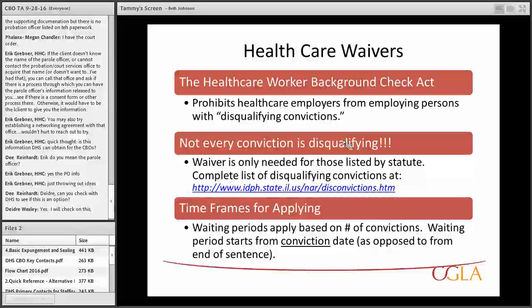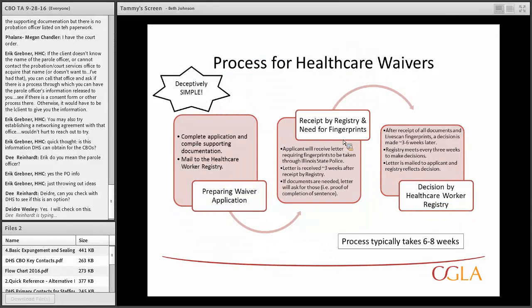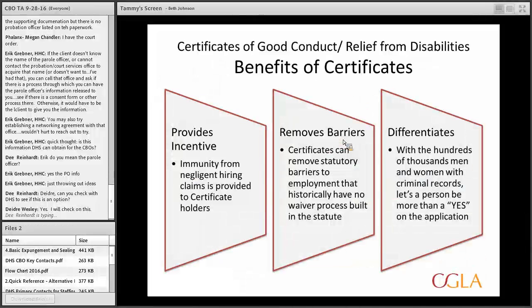The Department of Public Health maintains a registry, and the waiver applications aren't so difficult. I'm totally running out of time here, so this is the process for applying for a health care waiver. It takes about 6 to 8 weeks typically. Again, you have this PowerPoint available. The other thing a person can do is go to court to file for a certificate of good conduct.